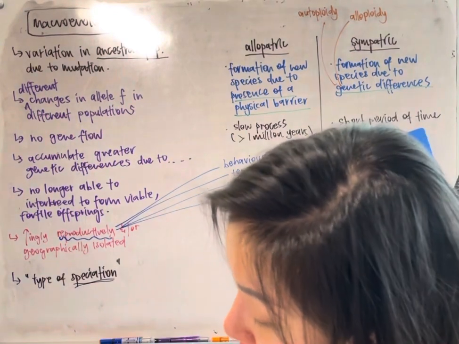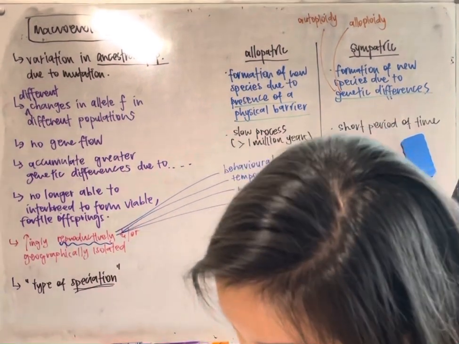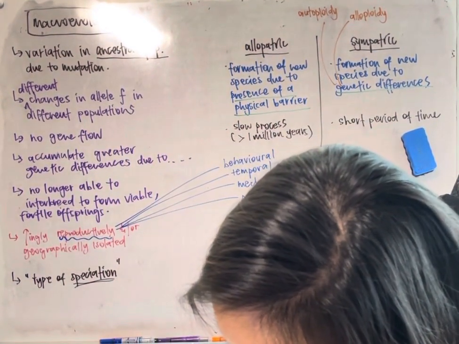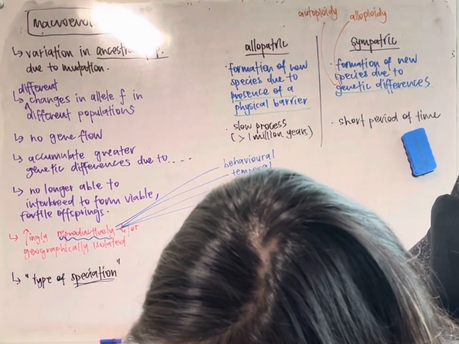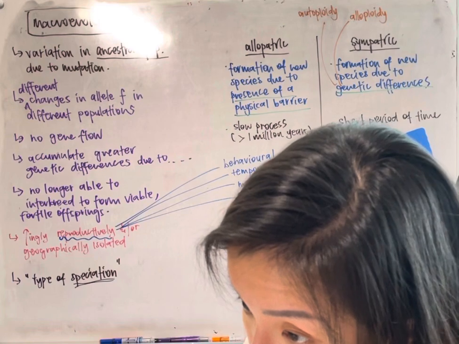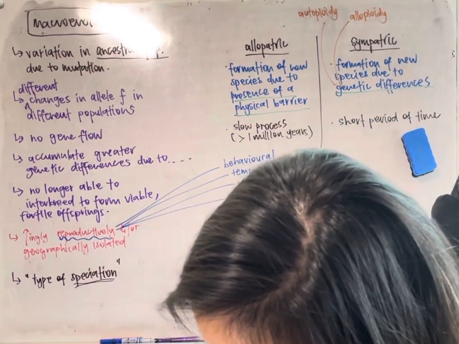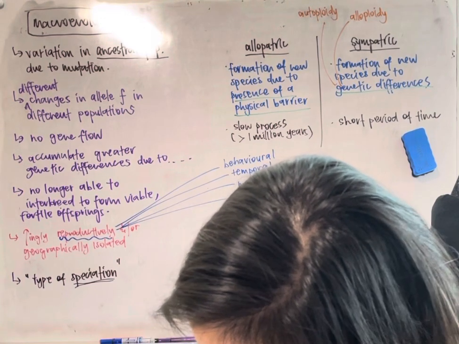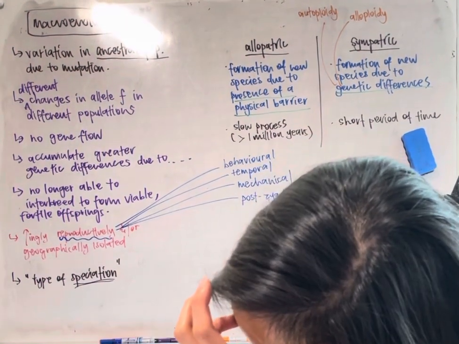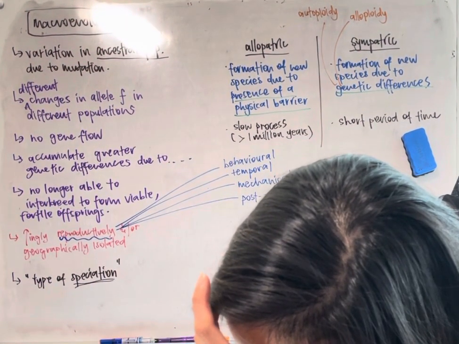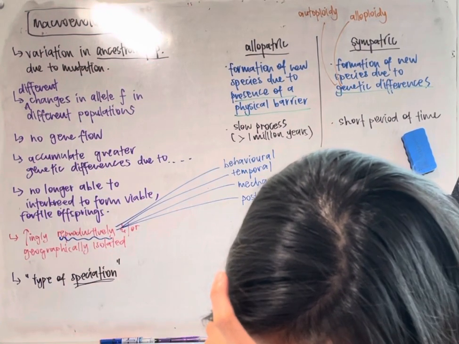Fine. The idea is different changes in allele frequency in different populations. So eventually you must tell me what causes the greater genetic differences. You just say accumulation, there is no gene flow. How come there is no gene flow? You never mention how come there's no gene flow. You wrote the different niches resulting in greater accumulation of genetic differences causing no gene flow. What are the differences they have?